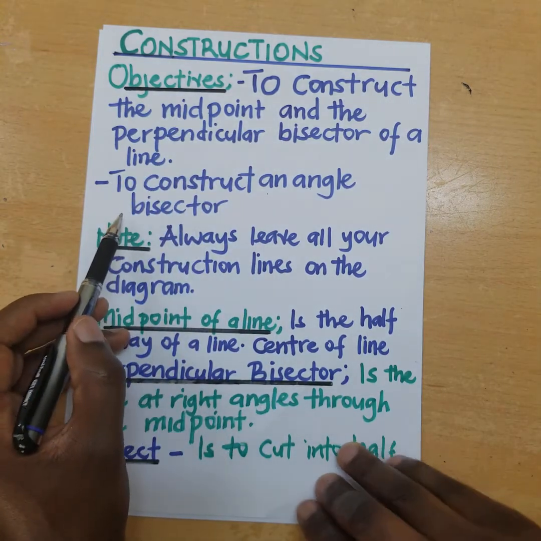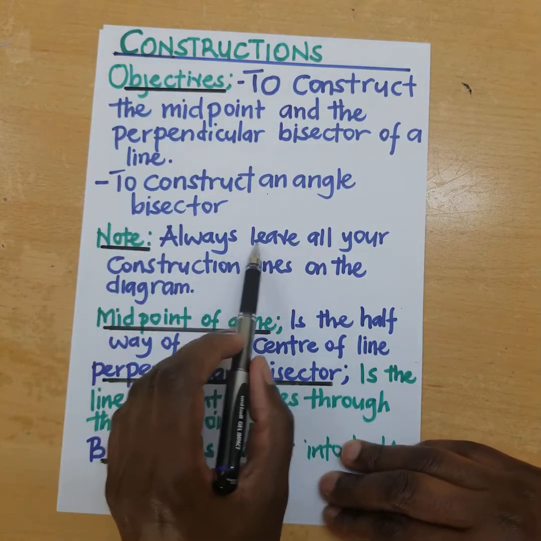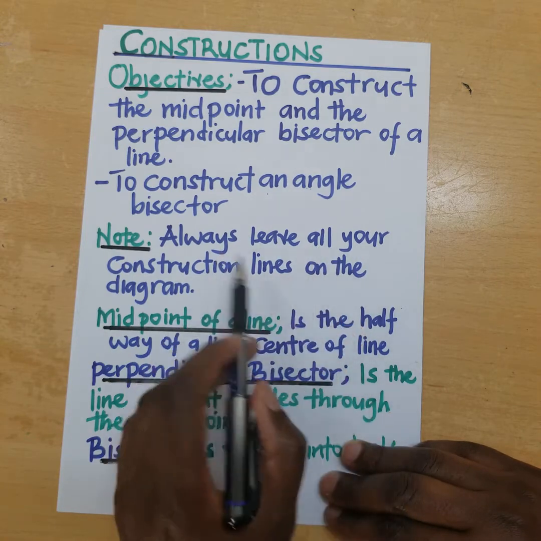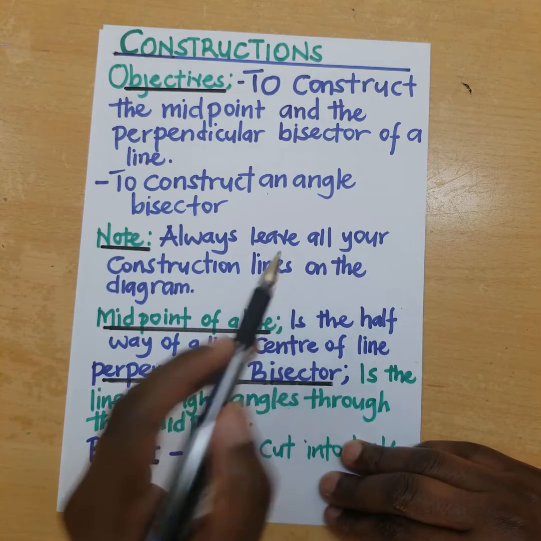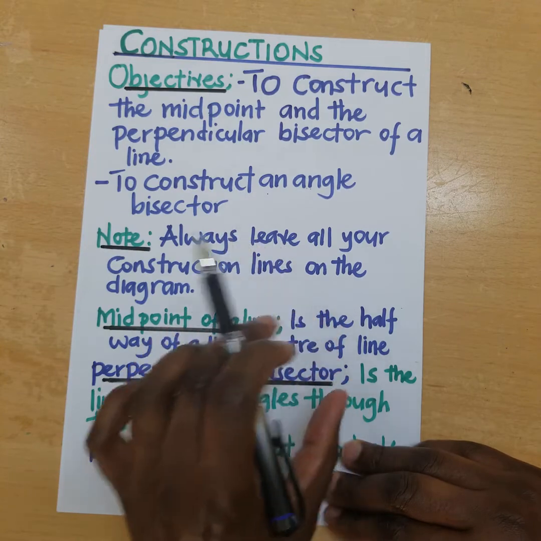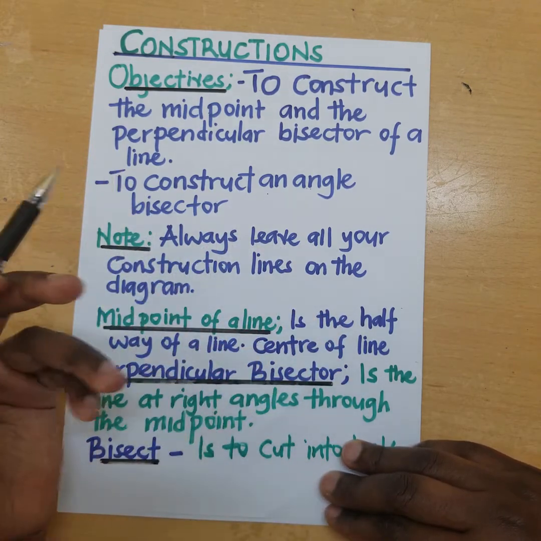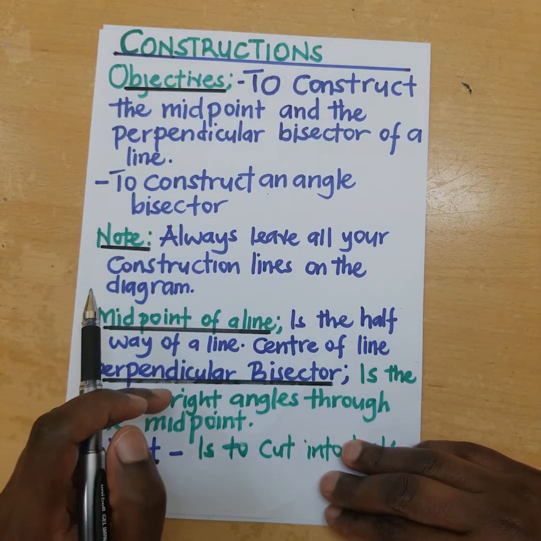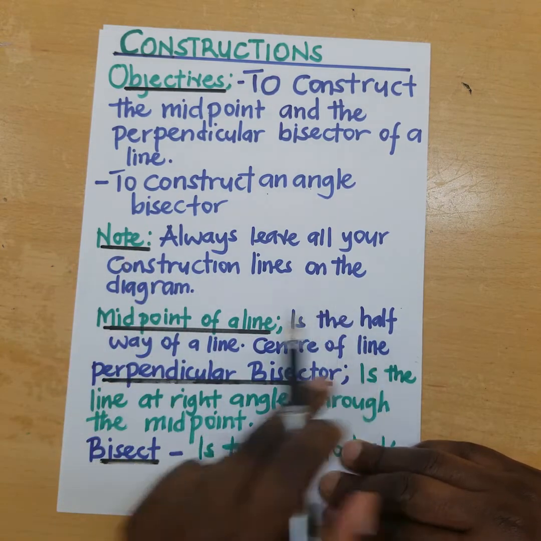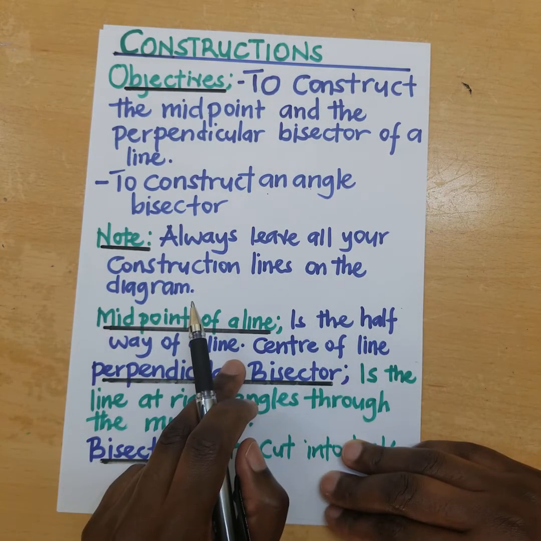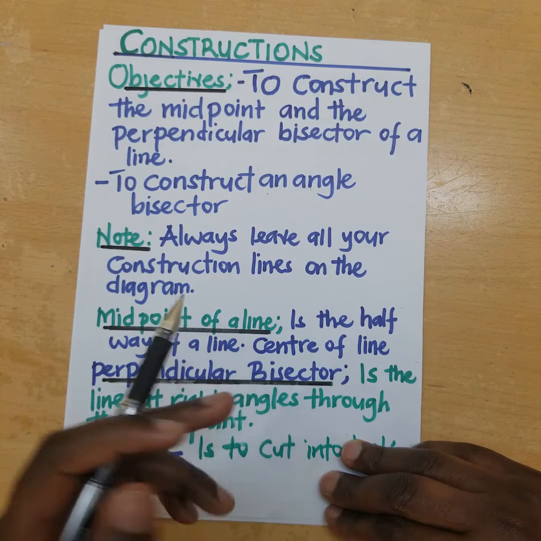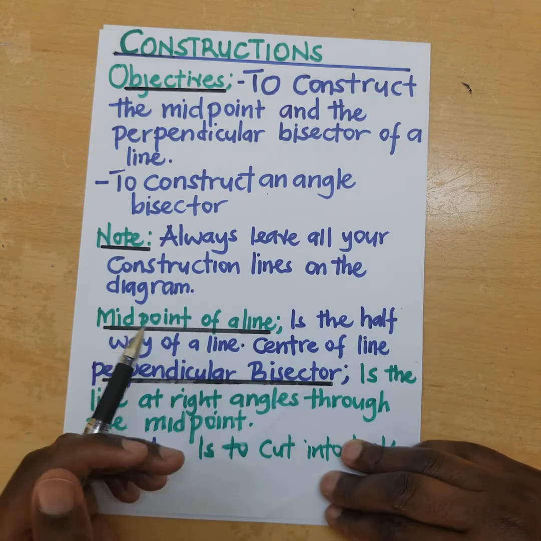Okay, one thing you should note always: once you do construction, always leave the construction lines or the marks on your diagram. You don't need to rub them off, because it clearly shows how you did it. Okay, so what is a midpoint? A midpoint is the halfway of the line. It's the halfway of the line, or you can say the center of a line.